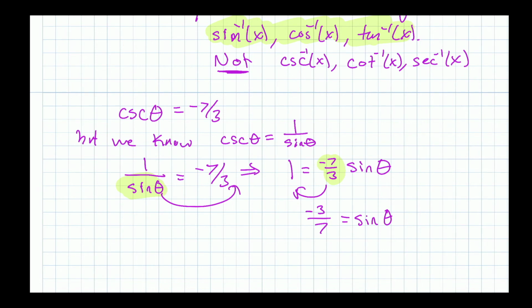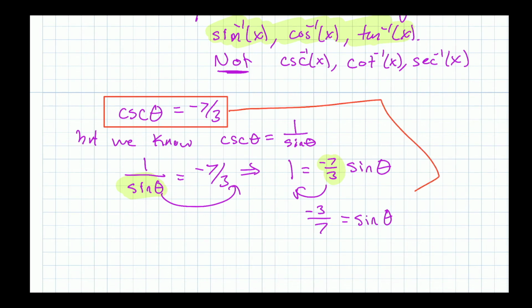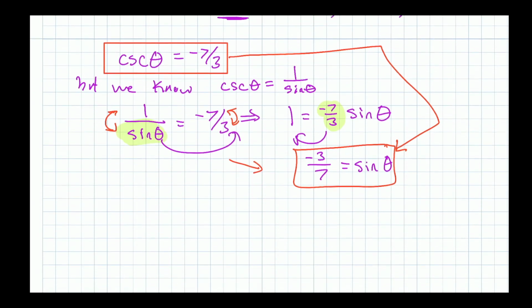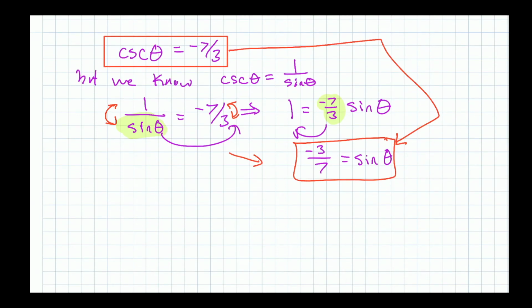And maybe, if you're smarter than me, maybe you can go from there to here just by realizing that if you flip this upside down, you could flip this upside down and then get that. It doesn't matter. You need to be able to go from cosecant theta equals -7/3 to sine theta equals -3/7. Okay?